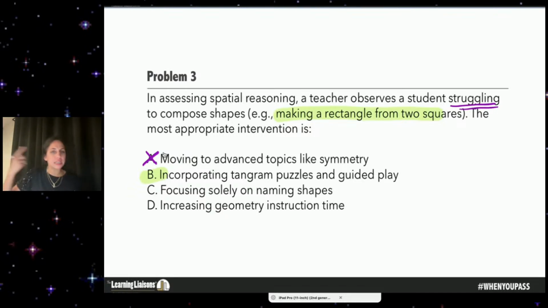Focusing solely. When you're taking an exam like this, any word that is strong, always, never, solely, only, if you're really not sure, you could probably cross that one off, because usually when you're teaching, regardless of what you're teaching, you're not going to go with only doing this or solely or never or always. You're usually going to do it in tandem with something else. So focusing only on naming shapes, that's not going to help us with composing shapes. Composing shapes is something like this.